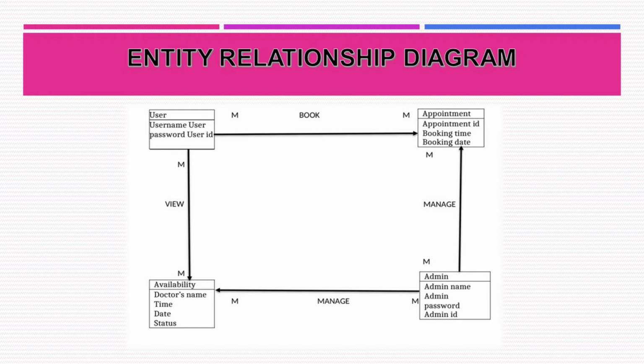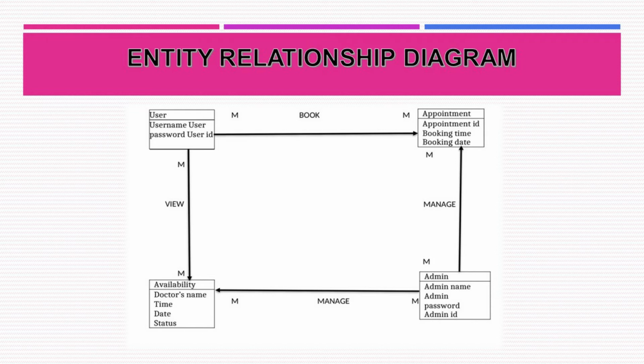The next entity is appointment, which consists of appointment ID as an integer that acts as the primary key, booking time as a string, and booking date as a string too. Next is availability. Availability consists of doctor's name, time, date, and status. All of them are string type.